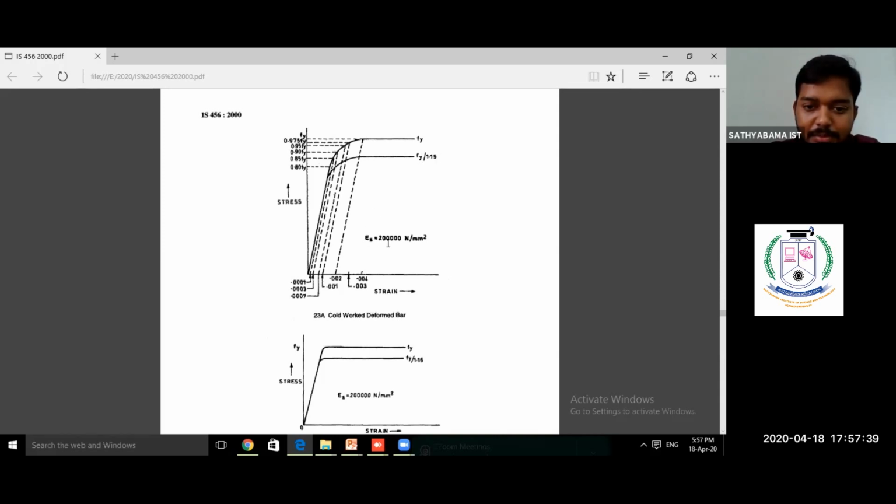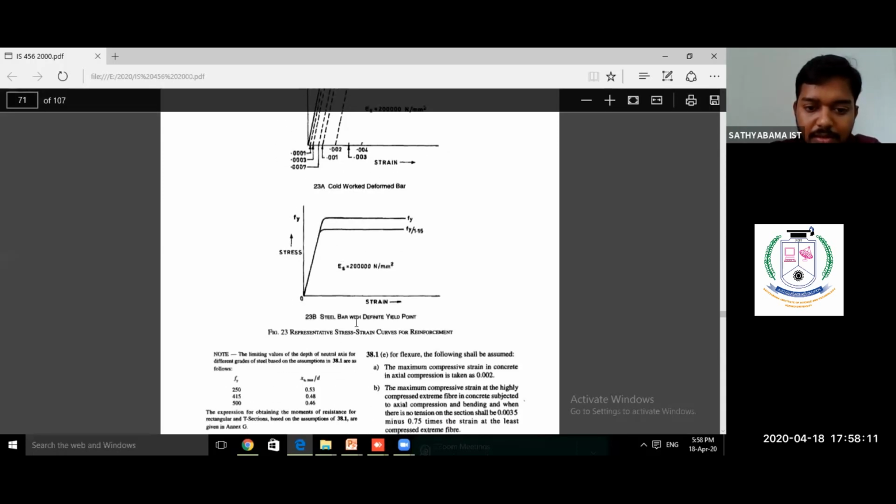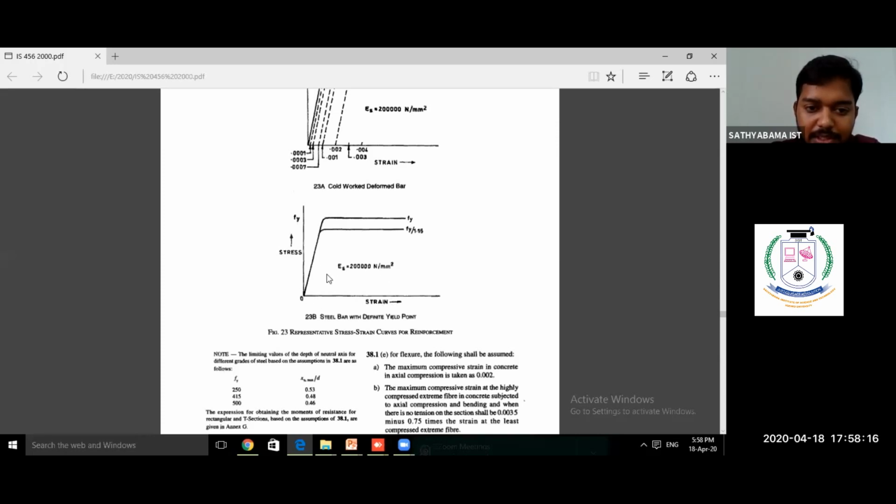Now Es is Young's modulus of steel, 2 lakh Newton per mm square. And the values are taken according to each grade of the steel: 0.8 fy, 0.85 fy, 0.9 fy, 0.95 fy, 0.97 fy, and finally 1 times fy. And the corresponding strains are given. And this is for cold worked deformed bar. We will always use a definite yield point. So we will always refer to figure 23b for high strength bars.